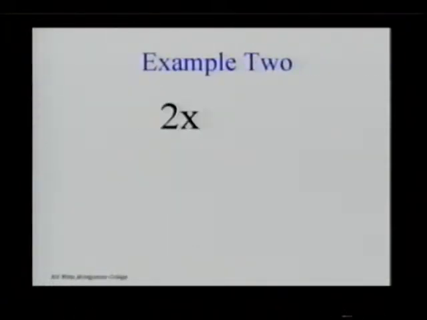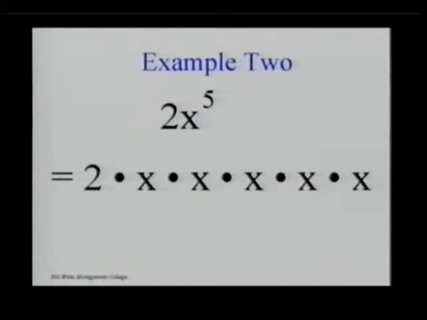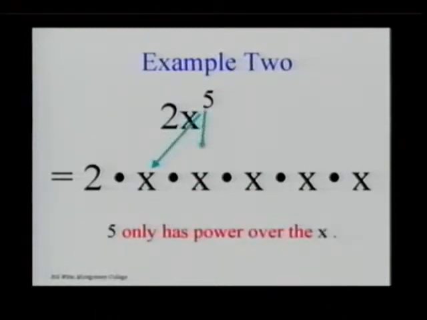What about 2x to the 5th? Now that 5 next to the x, by the order of operations, only has power over the x, not the 2, does it? So we're only going to have 5 x's. Remember, the order of operations tells us to do our exponentiation first, then the multiplication between the 2 and the x. Hence, we only have 5 x's. As you can see.